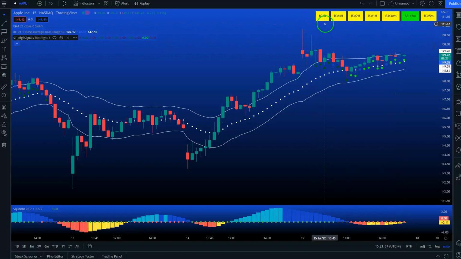So up here we have the Big Three labels: daily, 4-hour, 2-hour, 1-hour, 30-minute, 15-minute, and the 5-minute. On those labels, you'll see one of three colors. Yellow being neutral, green, of course, being bullish, and red being bearish. So for example, if we check out Apple here, we got the green label on the 15-minute time frame. That basically is my buy signal.